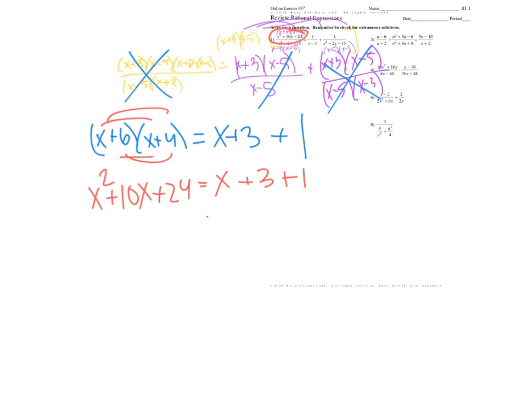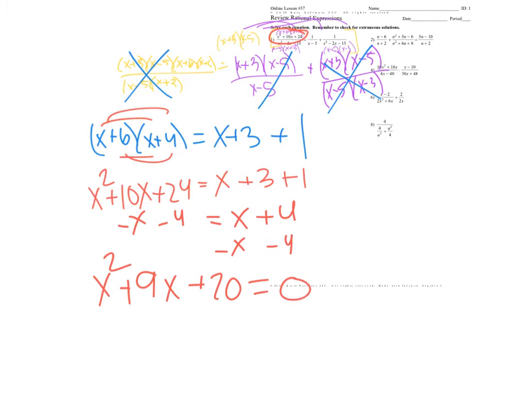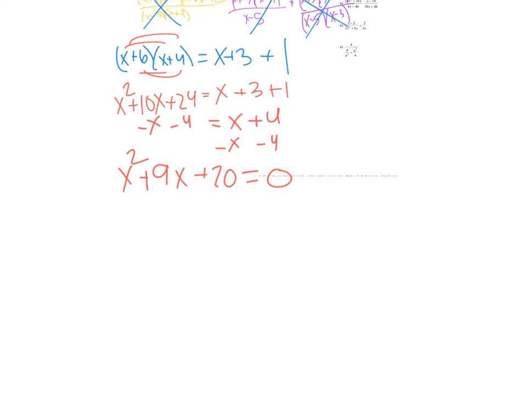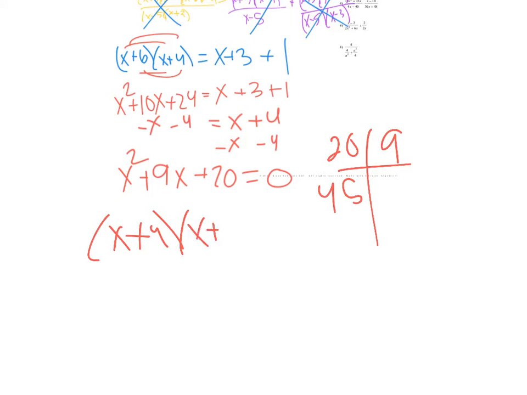So this is x plus 4. And I'm going to subtract my x over here. Subtract my 4. So I get x squared plus 9x plus 20 equals 0. I can factor this one. Factors of 20 that add up to 9 are 4 and 5. So x plus 4, x plus 5 equals 0.